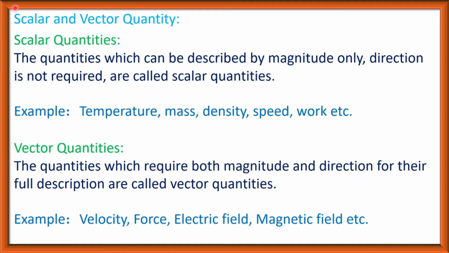Similarly, force. Suppose a force is applied on a body in the south direction, then easily we can say the direction of the force. Otherwise, the force may be in any direction, north, south, upward, downward. But if we mention the direction, it is complete. So these are the vector quantities. This is the basic difference: scalar quantities have magnitude only, no direction, but vector quantities have both magnitude and direction.